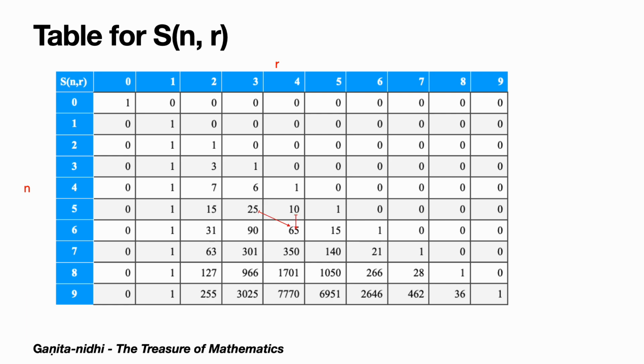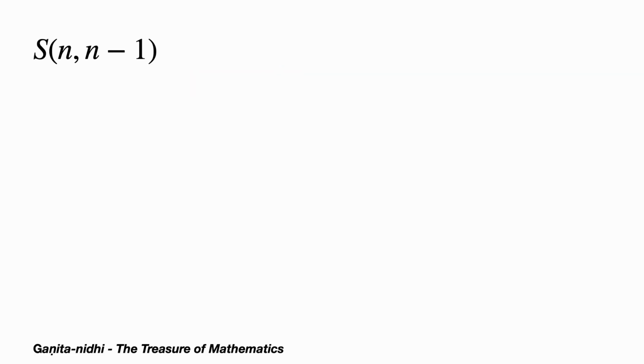Now let's calculate n subset r for a specific case, that is 6 subset 4. Now remember that recurrence equation we talked about earlier. So we need to add up 5 subset 3, which is 25 in this case, and add that to 4 multiplied by 5 subset 4, which is 10 in this case. So 10 multiplied by 4 plus 25, and we get 65.